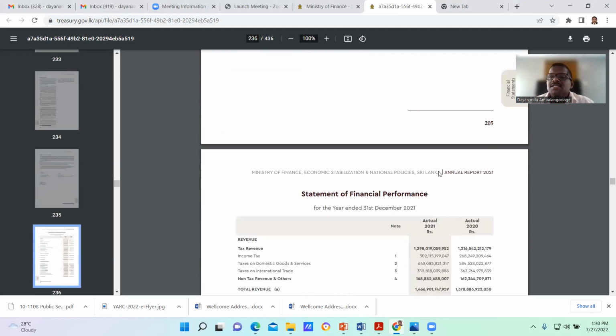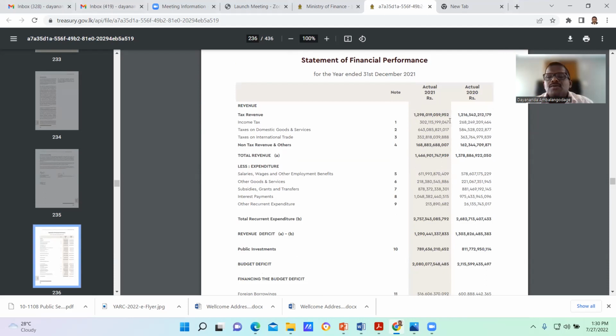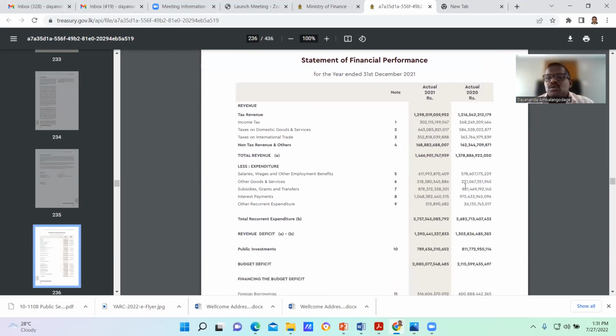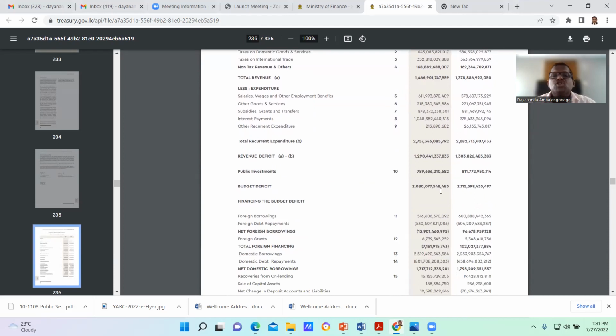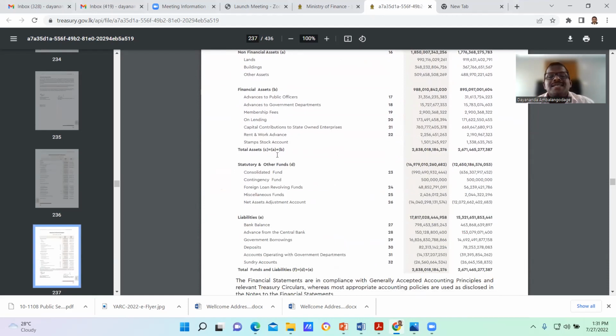Here you get the financial statements, the performance of the public sector. You see the revenue, and you end up with a huge budget deficit. Each year you see here 2.08 trillion in 2021, and in 2020, of course, it's much more. If you go to the balance sheet, the financial position, you get the total assets of the public sector, 2.8 trillion, and here 2.6 trillion.